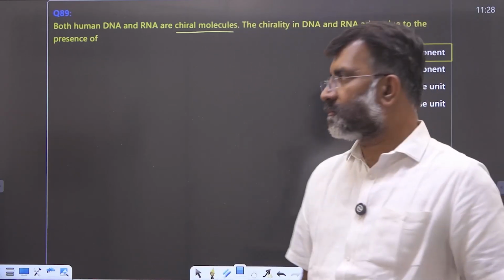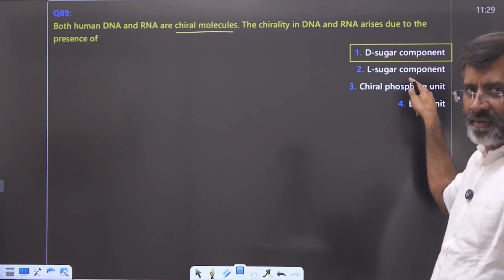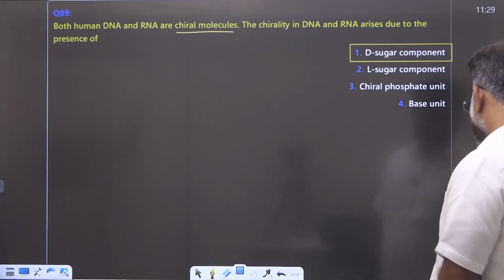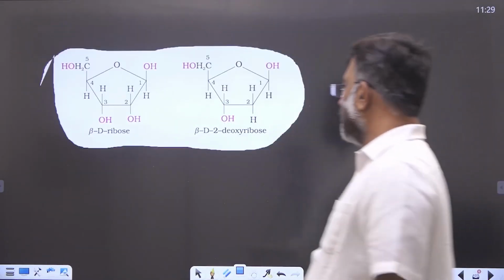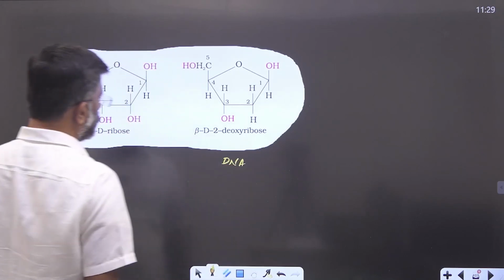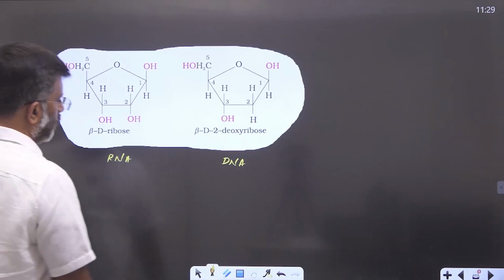Okay. And once again, in options 1 and 2, there's a possibility of committing a mistake. Is it D sugar or L sugar? It is D sugar only. This is present in DNA, deoxyribose, and this is present in RNA, ribose sugar.